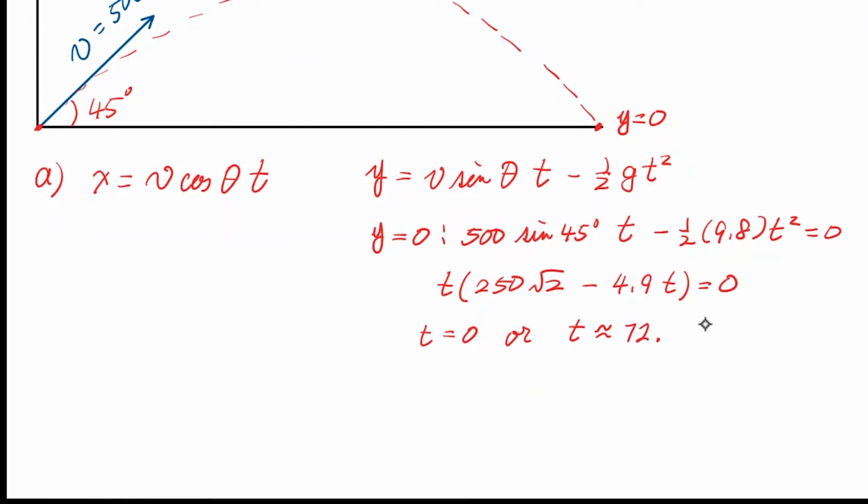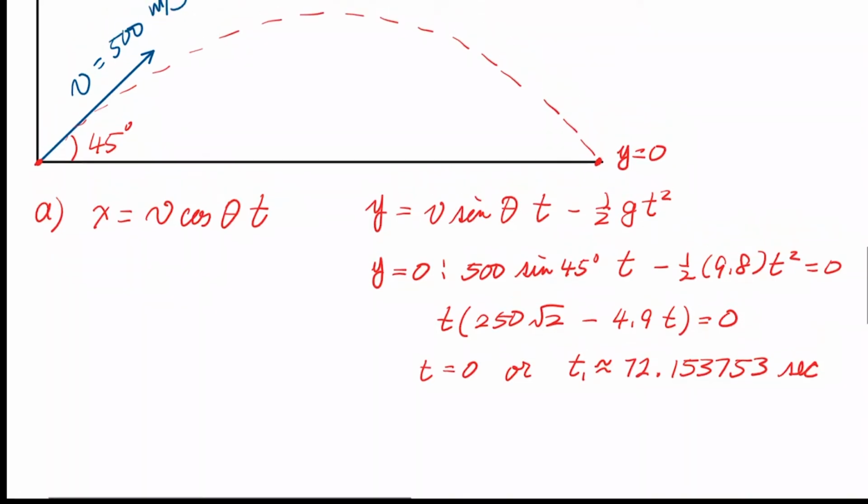72 and point, what was it? Somebody repeat it? 153753. Oh wait, yeah. Okay. Store this. We'll call it T1, because we need to calculate how far. The range is x of T1. You plug that into this T, and then you compute. You know what I'm saying?